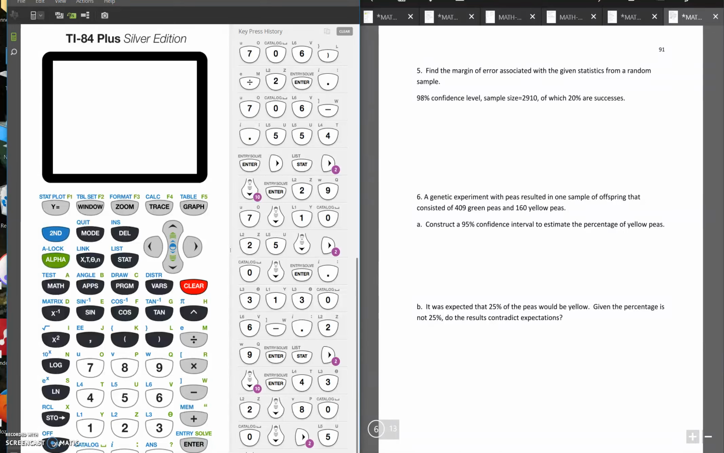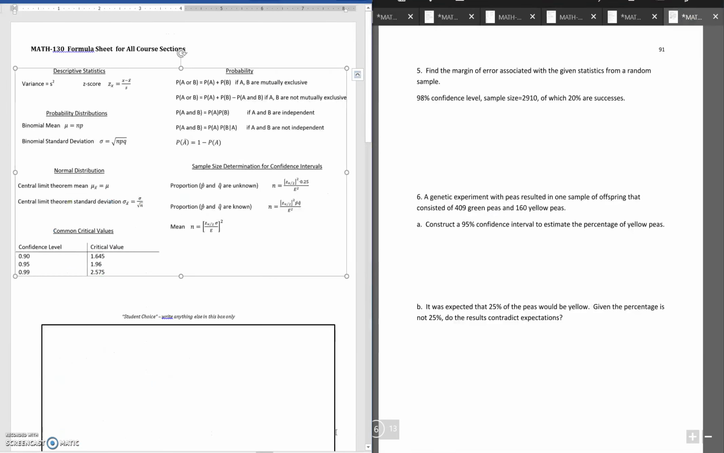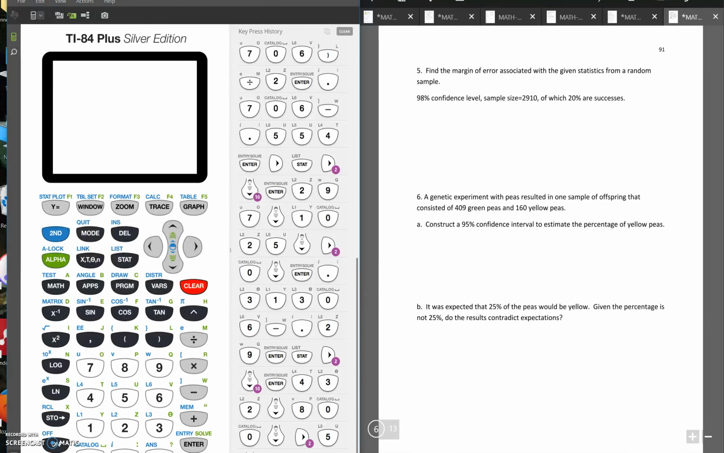Okay, we're going to go through a few more problems with confidence intervals with proportions. So the first one says, find the margin of error associated with the given statistics from a random sample. It says 98% confidence level, sample size of 2910, of which 20% are successes. So we can use our calculator to do this, or we could use the formula. We don't have the formula actually on our formula sheet, so let's go ahead and go through how to do it on the calculator.